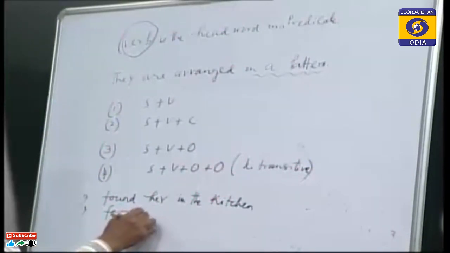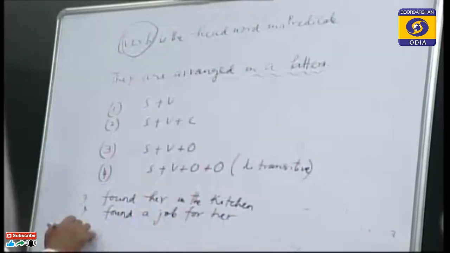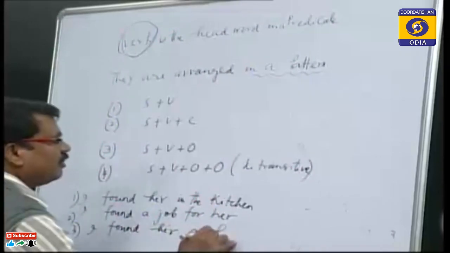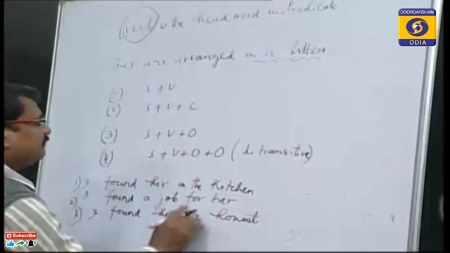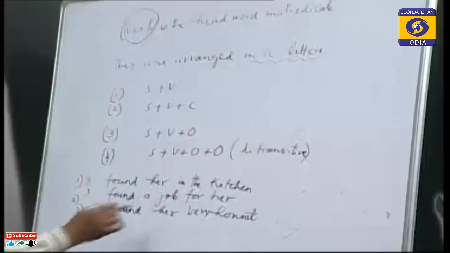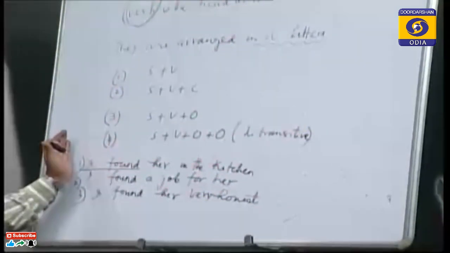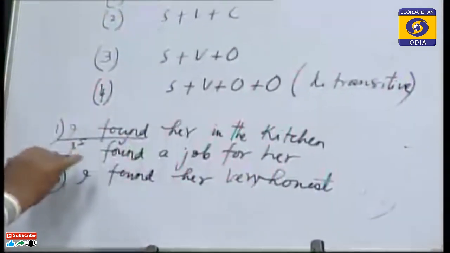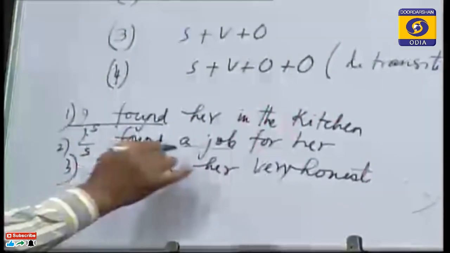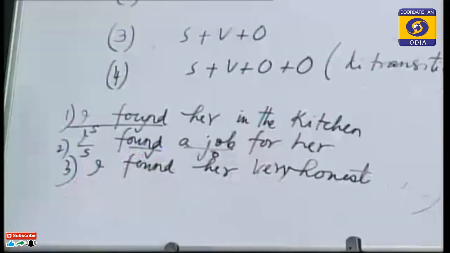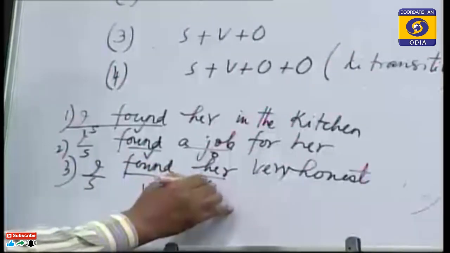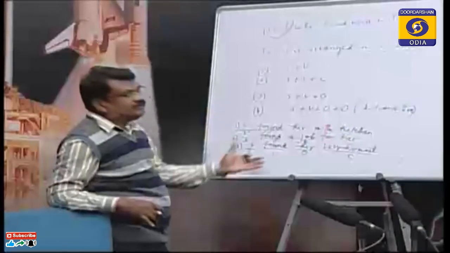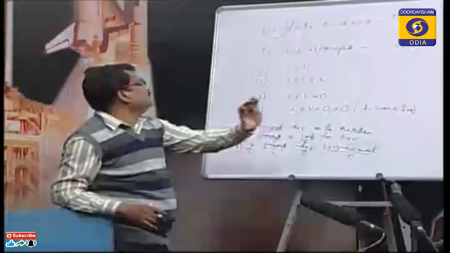"I found a job for her." Third sentence, "I found her very honest." You see, here the verb find takes three different properties. "I found," subject and verb. "I found a job," subject, verb, object. "I found her very honest," subject, verb, object, complement. That means the same verb find takes three different dimensions. In a three way the verb is projected.